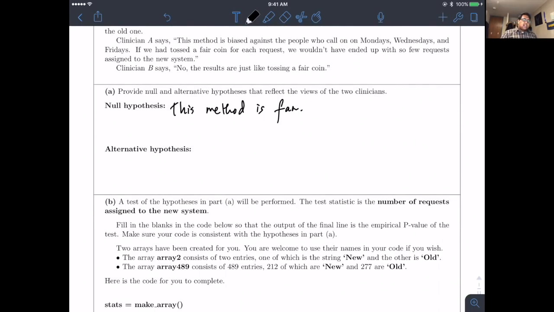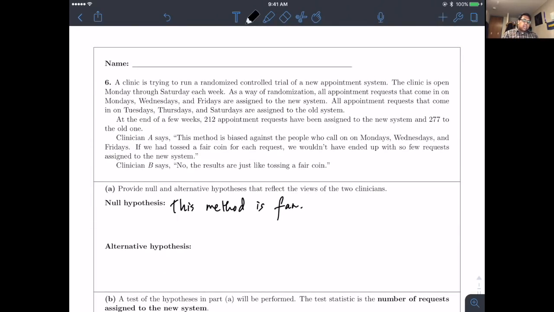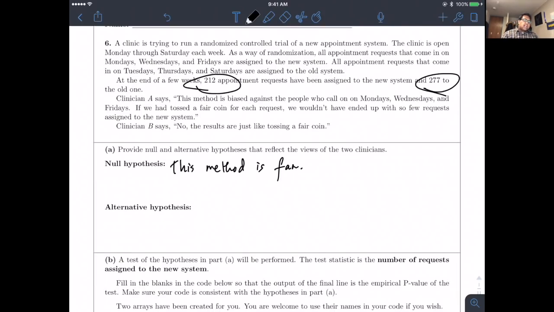And so the alternative hypothesis is what we will believe if our hypothesis test gives us a low enough empirical p-value, right? So we're going to run our simulation and find the probability of what actually occurred, of having 212 new requests and 277 old requests. We're going to run a simulation and find the probability of this actually occurring. And so if the probability of that occurring is quite large, then we know that, okay, this definitely could have happened, and it's in a realm of likelihood, so there's nothing to worry about, and this method is still fair.